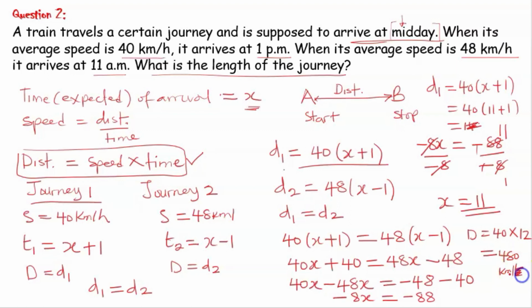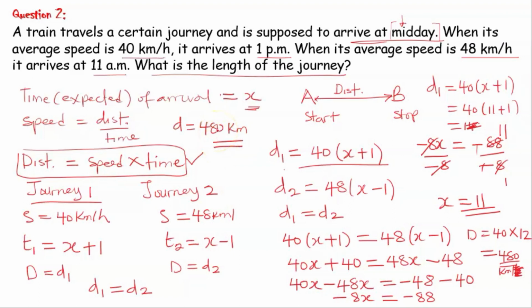Kilometer as our distance. Distance is measured in kilometers. Speed is measured in kilometers per hour. So we are going to have it in kilometers. So this is going to be the answer. We are going to have distance finally to be 480 kilometers. All right, thank you very much.